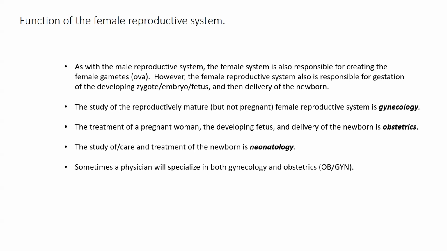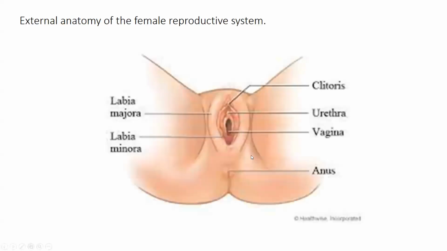The study of the female reproductive system is gynecology. Treatment of a pregnant woman along with the developing fetus and delivery of the newborn is known as obstetrics. And then the study and care and treatment of the newborn is neonatology. Physicians will specialize in both gynecology and obstetrics. They seem to go together pretty well. They're the OBGYNs. But neonatology typically is a different specialist.